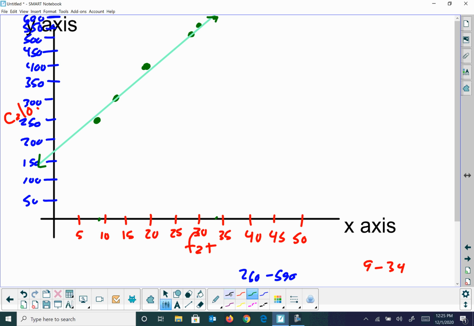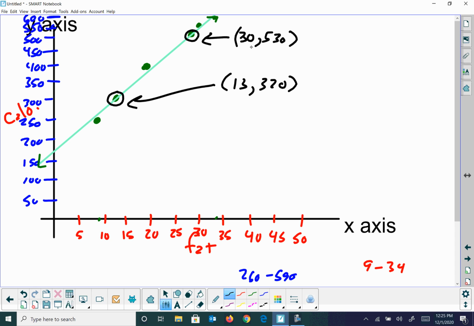Then we want to find two of our data points that are far apart, but as close to the line as possible. This one here seems to be a good point, and this one here seems to be a good point as well. The first one would probably be the point 13, 320, which is at that point. And then this point right here looks like 1, 2, 3, 4, so it looks like 30, 530.